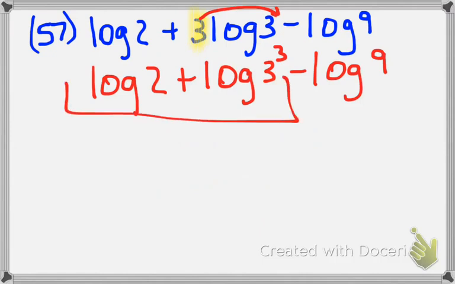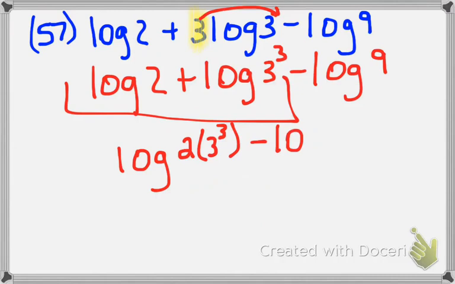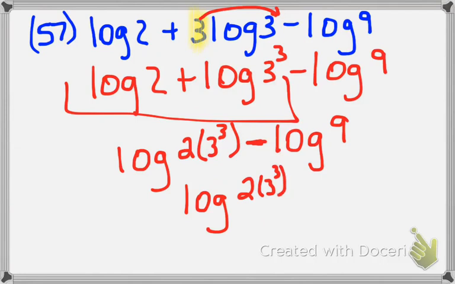So I'm going to go ahead and start with the first 2, and I'm going to change that addition into multiplication. So it's going to be log 2 times 3 to the third power minus log 9. So that's going to be subtraction changing into division. So I'm going to have 1 log, and I'm going to have 2 times 3 to the third power, and that's going to be divided by 9. And that is a good answer.